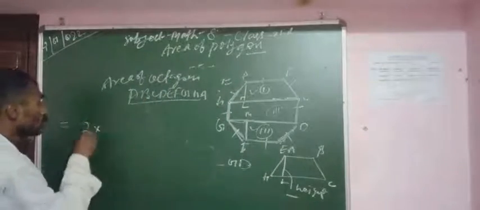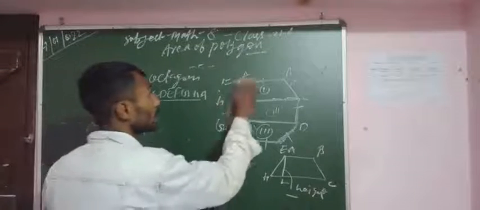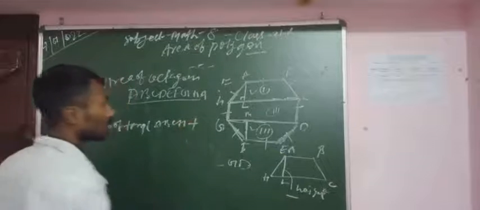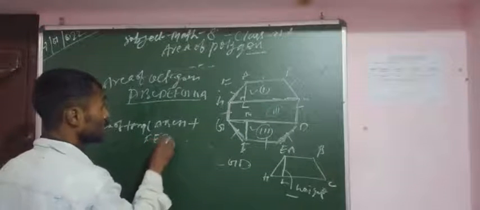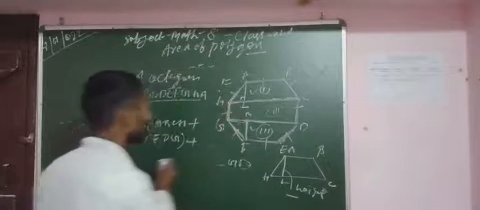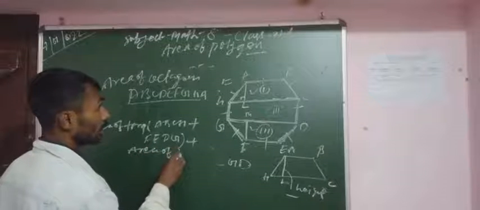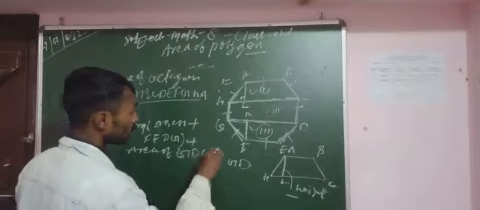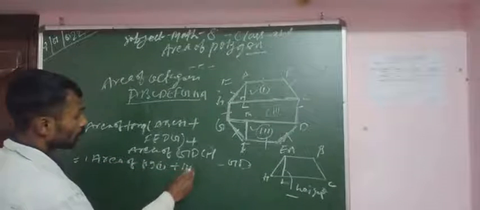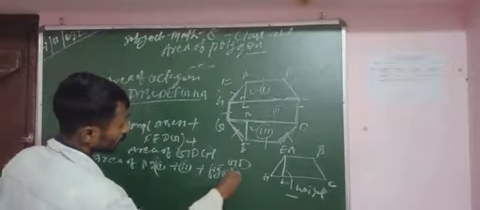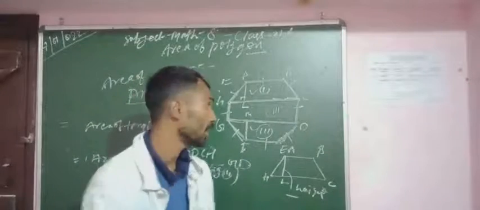Now look at this, so 2 into the area of trapezium, this one ABCH, plus this one FEDG, plus the area of this figure. So the area of this figure, that means the area of rectangle GDCH. Or we can write it as area of figure 1 plus figure 2 plus figure 3. If we calculate the area of all three and add them, that is the whole area of the given polygon.